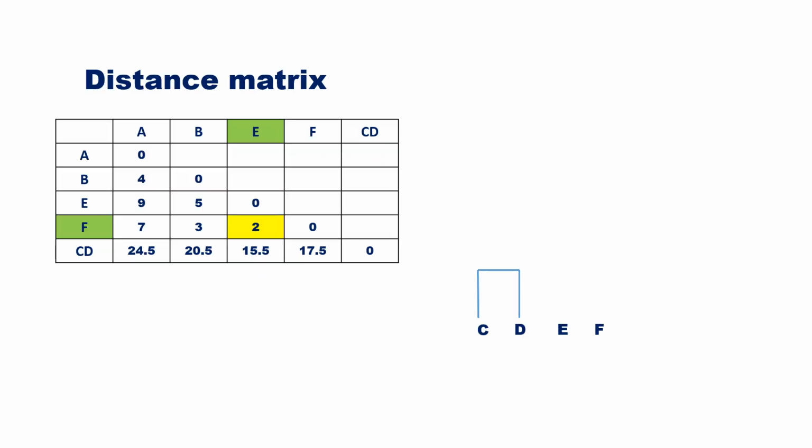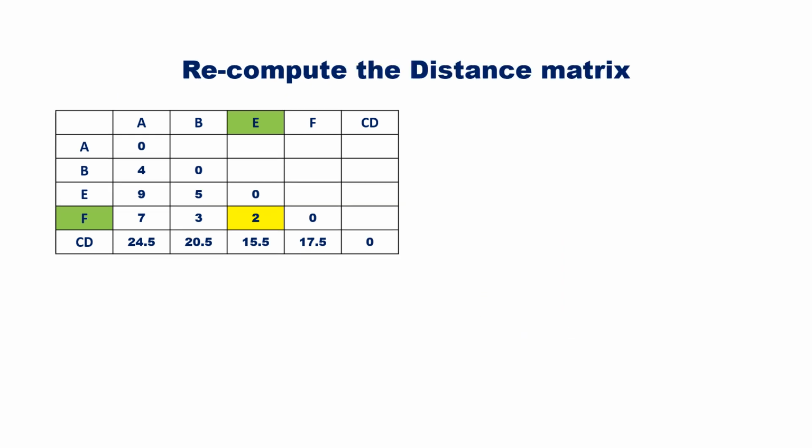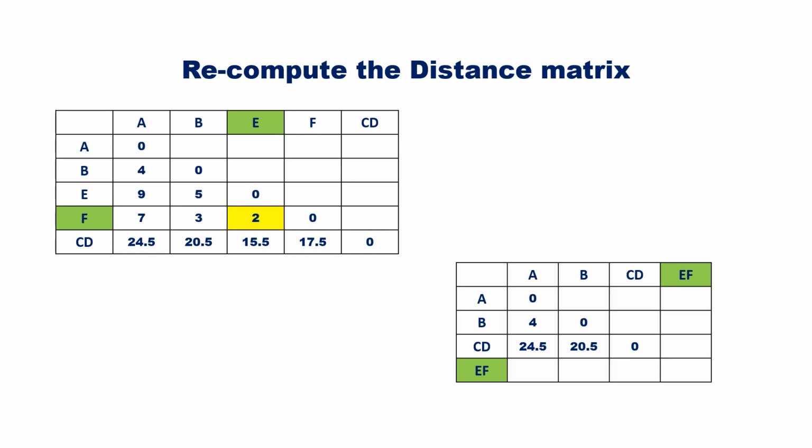Let's draw the corresponding dendrogram to reflect the newly formed cluster EF. In the dendrogram, the height of the second node should be higher than the first one to show the order of formation. Just like before, we'll need to update our distance matrix to reflect this new cluster EF. We compute the average distances from EF to the remaining clusters.